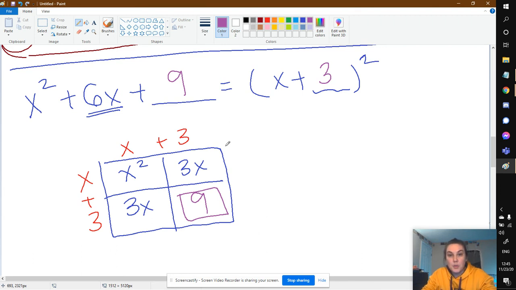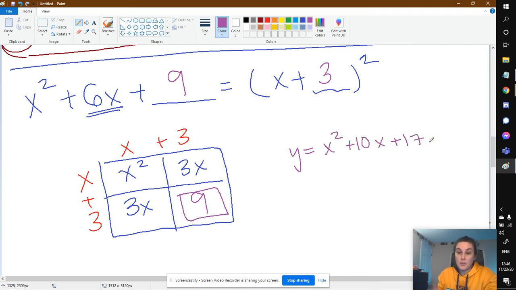This is a skill we'll use when we go from standard to vertex. From standard to vertex, just as a preview, is something like, if we've got x squared plus 10x plus 17, and we want to put this into vertex form, what we'll do is we'll complete the square on this part only.